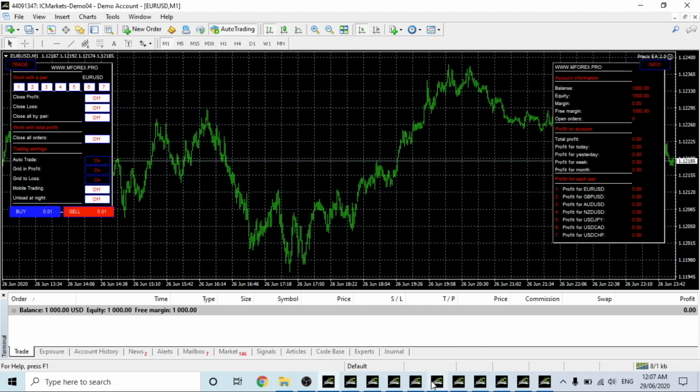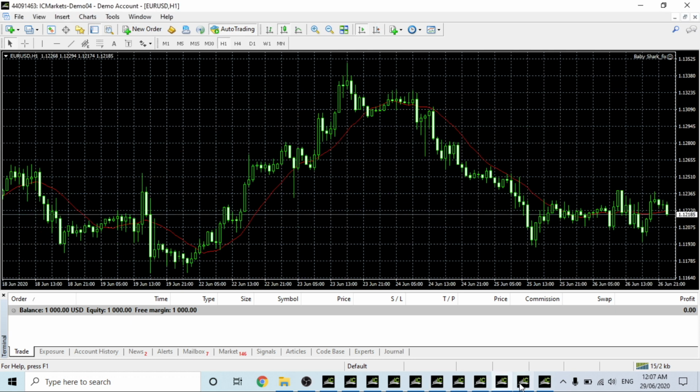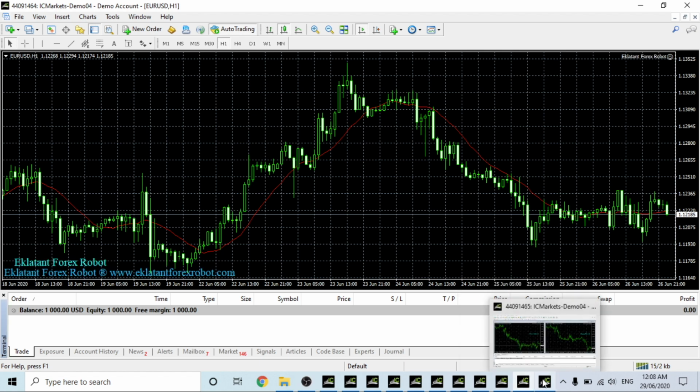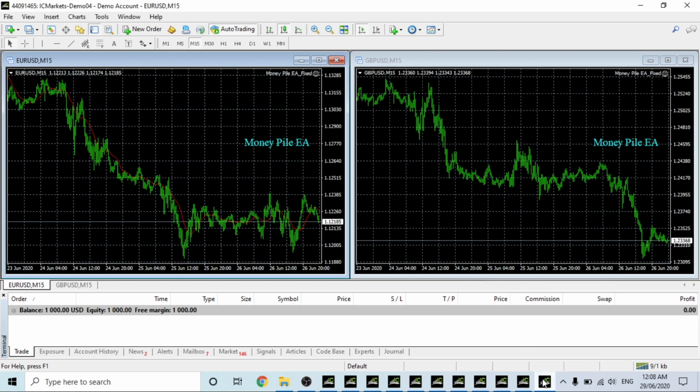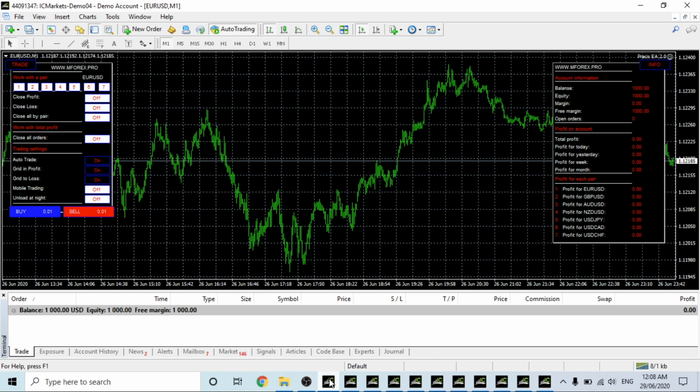But you can backtest pretty much all the other ones if you want, I believe, except for Baby Shark. You can't backtest that. It doesn't really work. Eklatant you can, and Moneypile you can backtest if you want. But we want to look at forward testing. That's the whole reason of this channel, to actually forward test all of these robots and see how they perform on a live market.